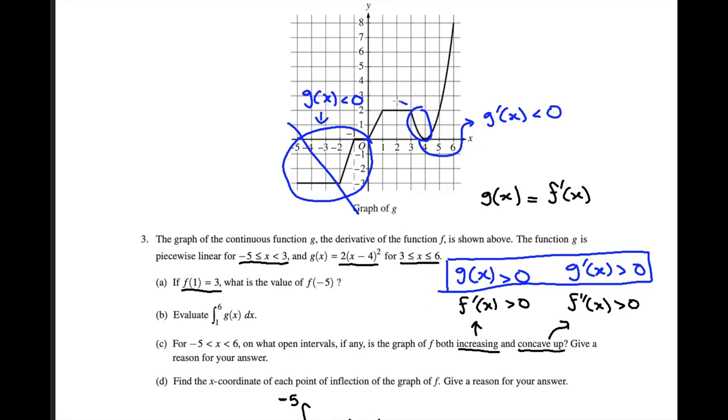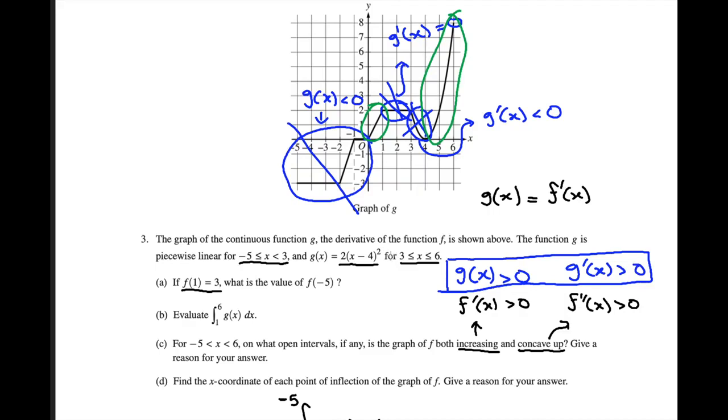We can also eliminate this line here, because over there g of x is greater than 0, but g prime of x is equal to 0. So that doesn't work for us. So we can eliminate all three of these regions, and now what we're left with is just these two pieces here. We have this line here, and we have this other piece over here.